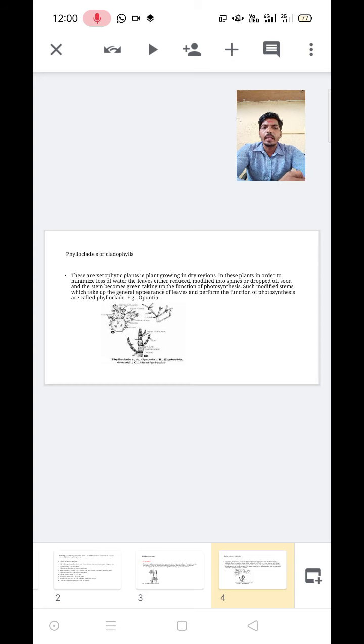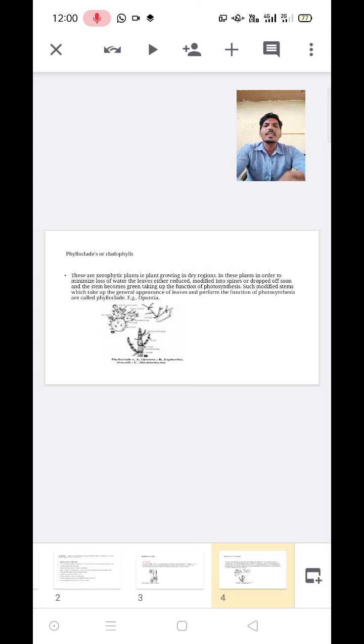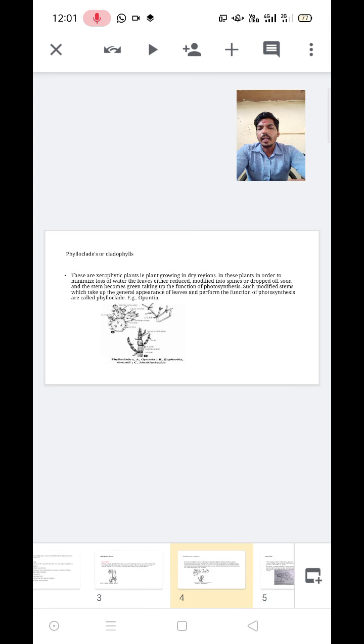In these plants, in order to minimize loss of water, the leaves are either reduced, modified into spines or dropped off soon, and the stem becomes green, taking up the function of photosynthesis. Such modified stems, which take up the general appearance of leaves and perform photosynthesis, are called phylloclades. In Marathi, one example is Nivdung. This is an example of a phylloclade or cladode.